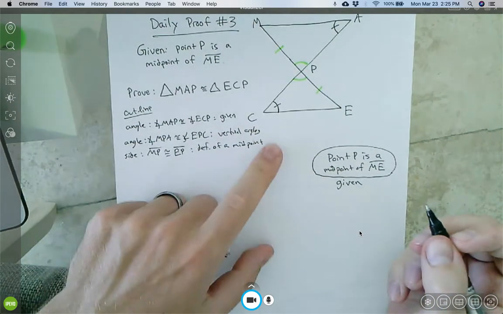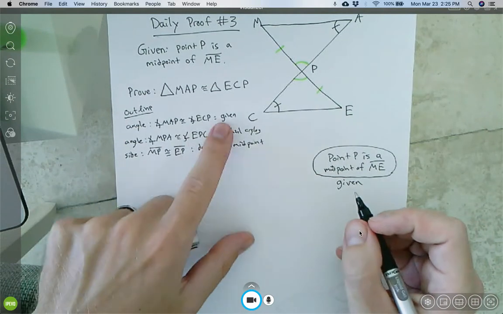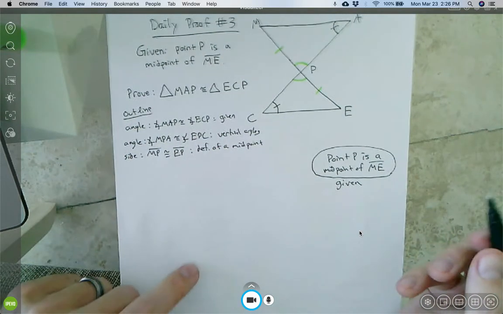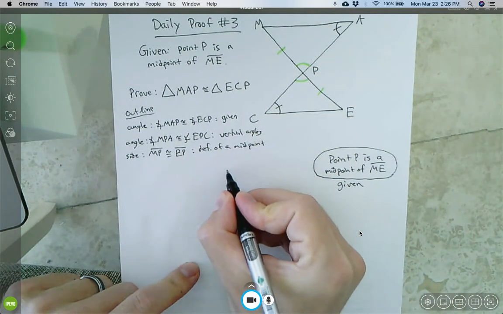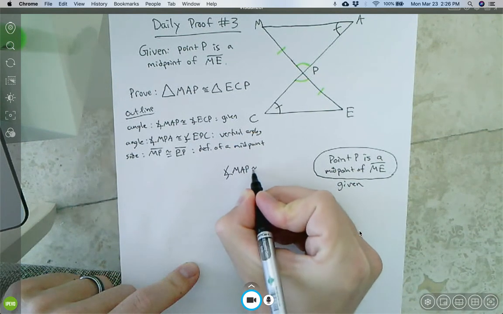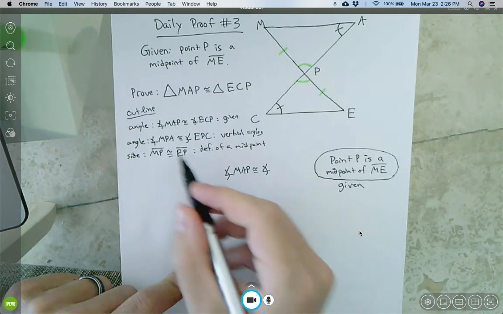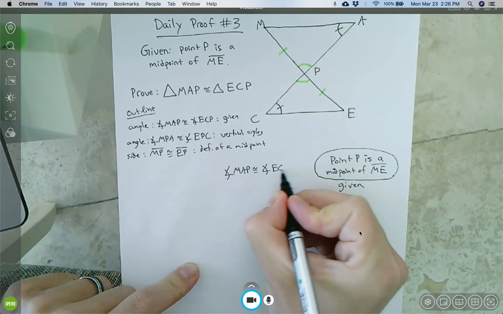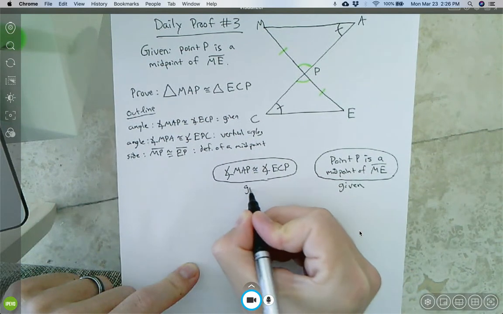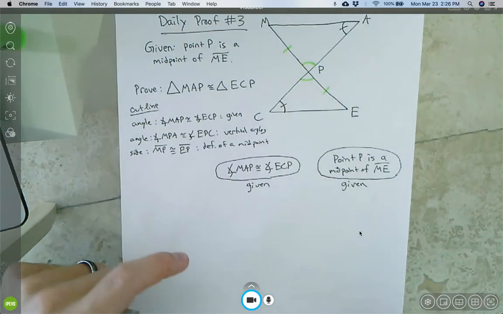Now, were there other givens here? Yeah, there was one more given in my outline. Angle MAP is congruent to angle ECP. Okay, I'll put that, I don't know, right here. Angle MAP is congruent to angle ECP. I'm gonna put that in my bubble and write given right from it.